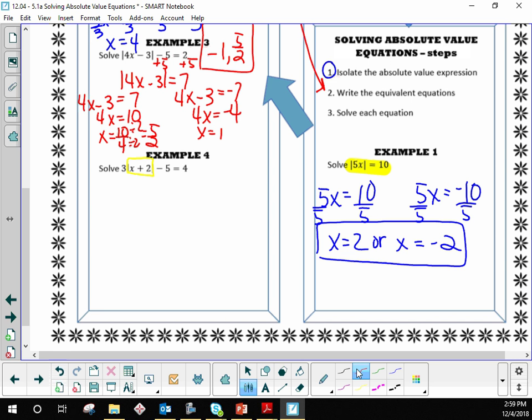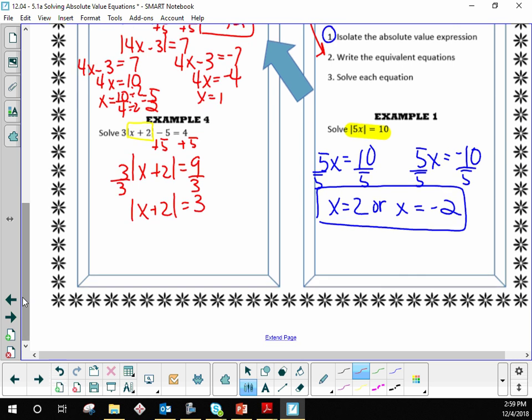Pretend like if it wasn't an absolute value, if you had this, you see how this is similar? If you're trying to solve for x, what would you do first? Add 5, and then you would divide by 3. That's what we're going to do here with the absolute value. So we're going to add 5, which gives me this, and then divide by 3, which gives me this. And now that the absolute value is all by itself, we set up our two separate equations.